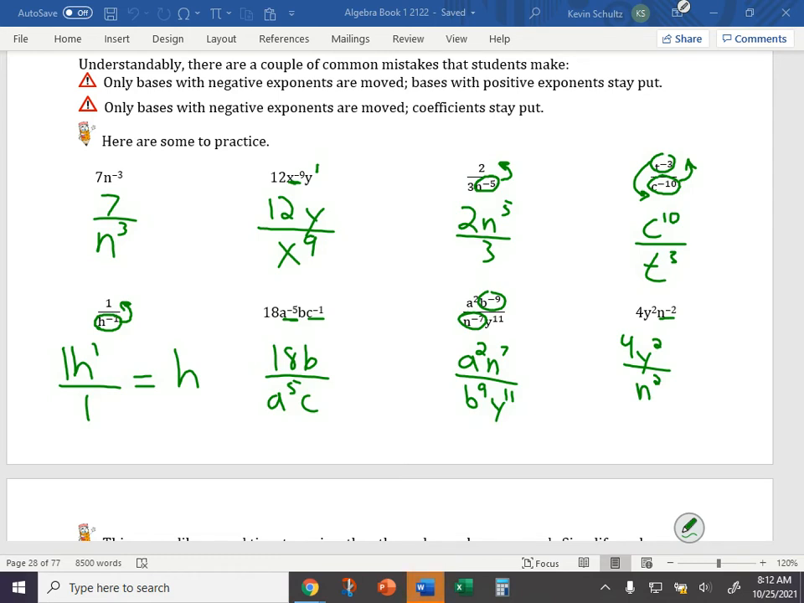Questions on this? Yes. So what if it's like -2 squared? Would the negative sign be a coefficient? Yes. That would not require any moving around because the power is positive. I mean like -2 to the negative second power. How would you handle this? -2 to the negative second power. This is a good question. Let's clarify this.